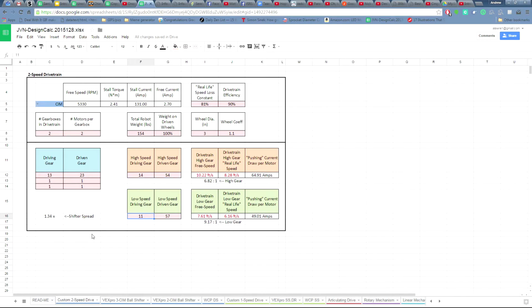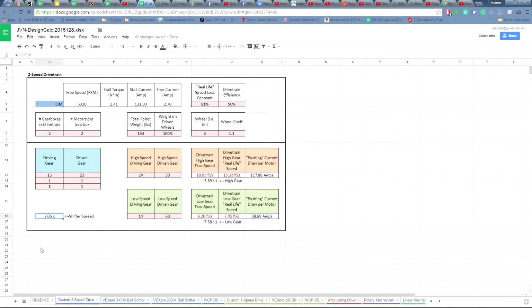So in this example, I have 14 and 54 and 11 and 57. I think that was left over from when I was trying a single stage shifter. I'm just going to put this into a more realistic one. Let's say low speed driven gear is 60 and the high gear is 14. Then we have 24 and a 50. That's pretty common.